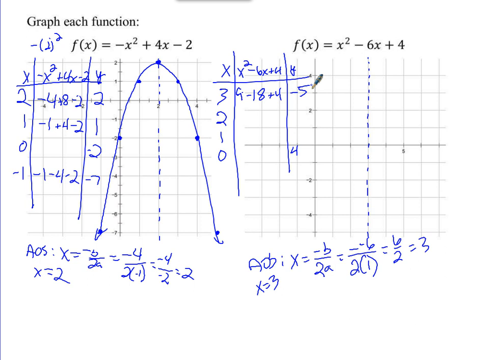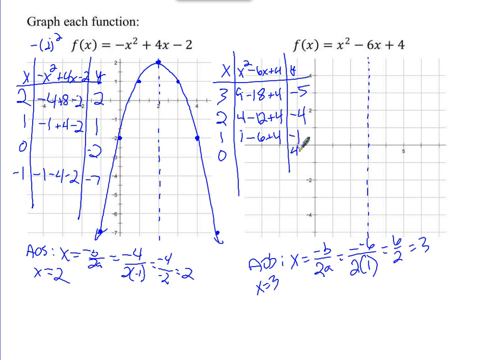Be careful. Plug in 2. First term becomes 4 minus 12 plus 4, negative 4. Okay, plug in 1. 1 minus 6 plus 4. 1 minus 6 is negative 5. Negative 5 plus 4 is negative 1.